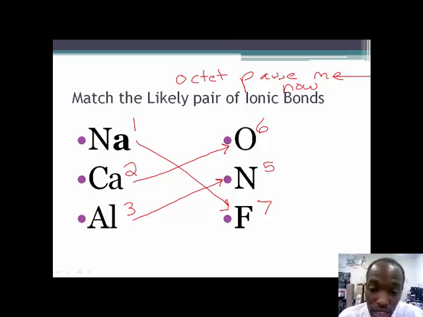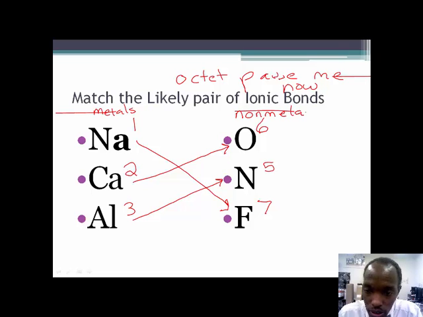So remember, it's the octet rule. Sodium will give their 1 to fluorine, calcium will give their 2 to oxygen, and aluminum will give their 3 to nitrogen to form our ionic bonds. And these are our metals, and these are our non-metals.